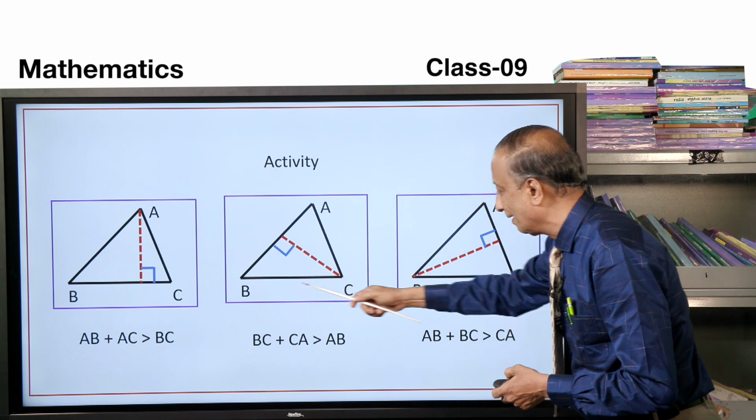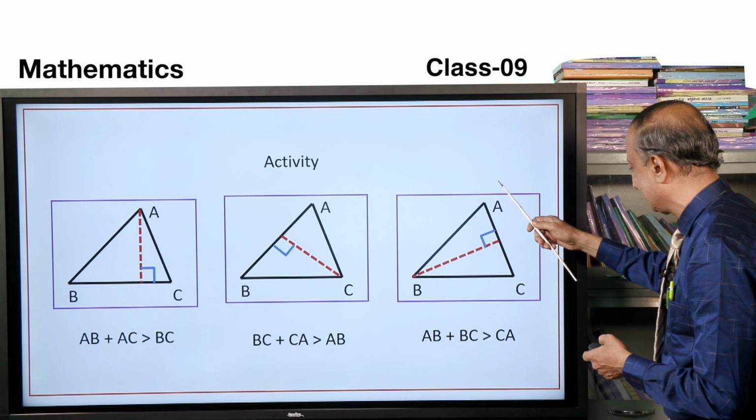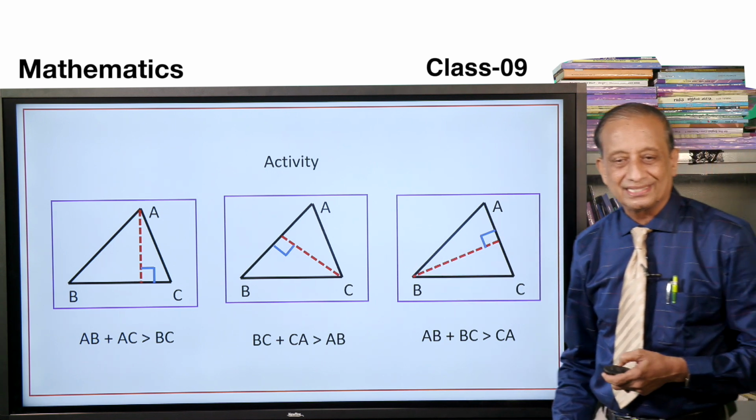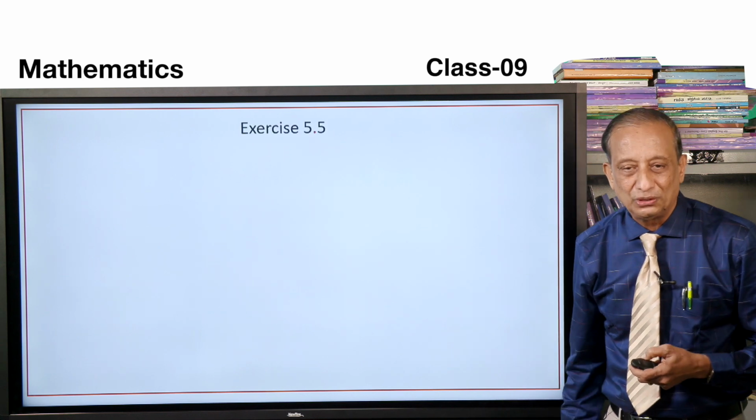You also prove that BC plus AC is greater than AB. In this case, AB plus BC is greater than AC. They suggested the construction also. Please take up this as an activity and work out and show it to your teacher.